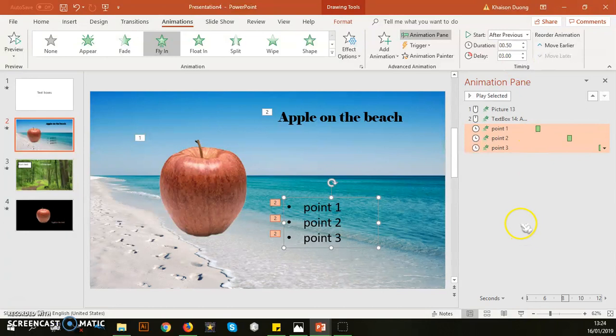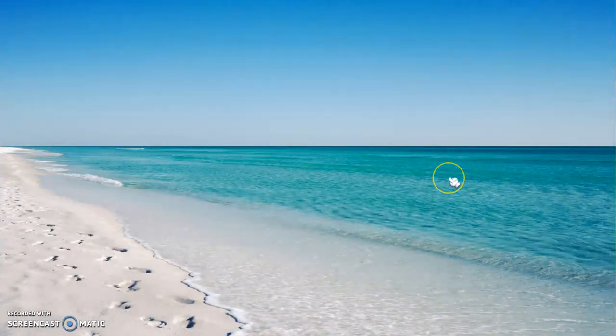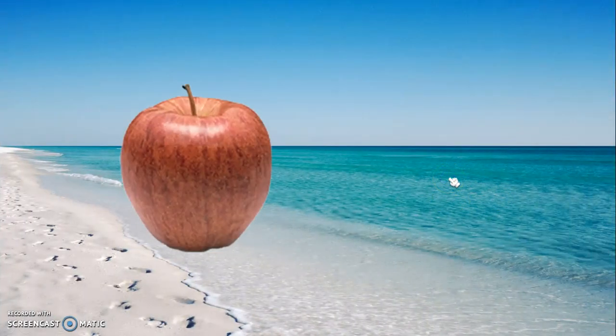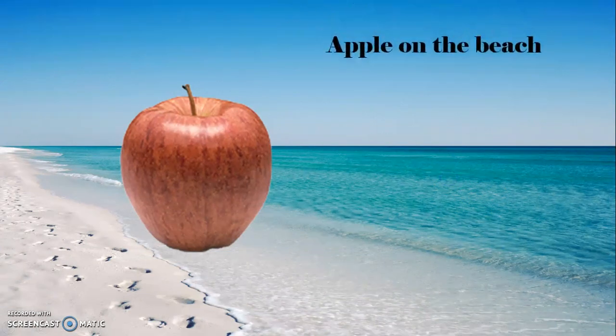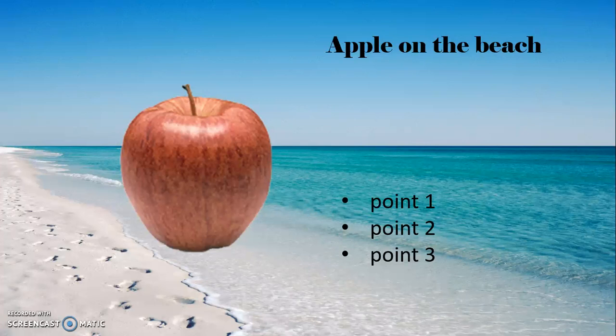Okay, so let's go ahead and take a look at how that's going to come out. Here we have it, and clicking once will bring in the apple, clicking again will bring in that, and it should be 3 seconds. Let's count. 1, 2, 3. Okay, 1, 2, 3, 1, 2, 3. And there you have the 3-second delay between each animation.